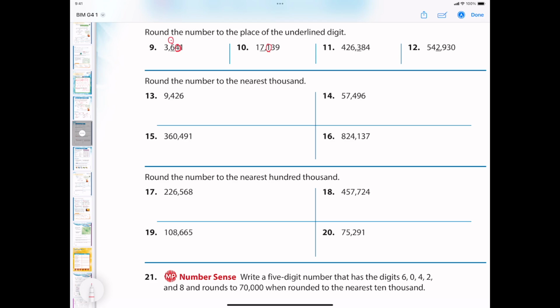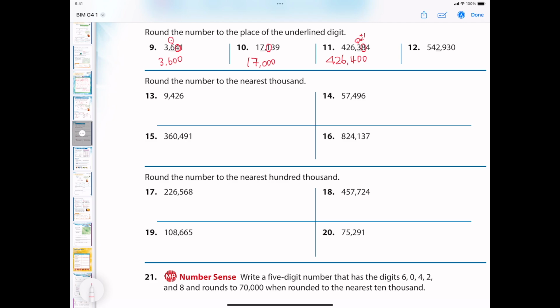4 is what? Round down, so I'm going to just go ahead and change that into 3,600. And 1 is what? Round down. So 1, 7, which is 17,000. Okay? And this is also what? Oh, this is round up. So I'm going to keep all the numbers to the left side of the target number, and then I'm going to add 1 into our target number, which becomes 4, and make everything else 0. Okay, that's the rule, and you learned it last year, remember?